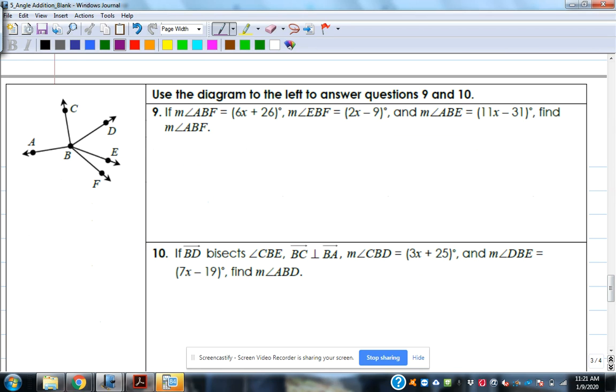All right, use the diagram on the left to answer the questions for 9 and 10. These are the much more complicated diagrams. That's what I was talking about earlier. So a lot of angles in that picture. You've got to be careful that you're talking about the right ones. So for number 9, if the measure of angle ABF is 6x plus 26 degrees, and the measure of angle EBF is 2x minus 9, and the measure of angle ABE is 11x minus 31, find the measure of angle ABF. Whoa, a lot of stuff.